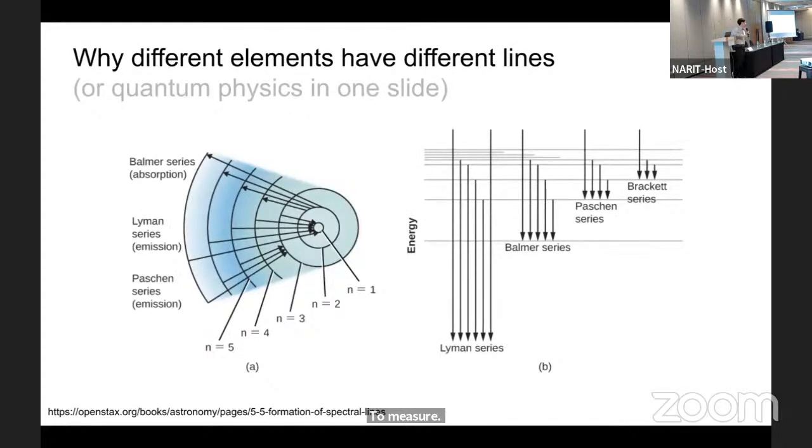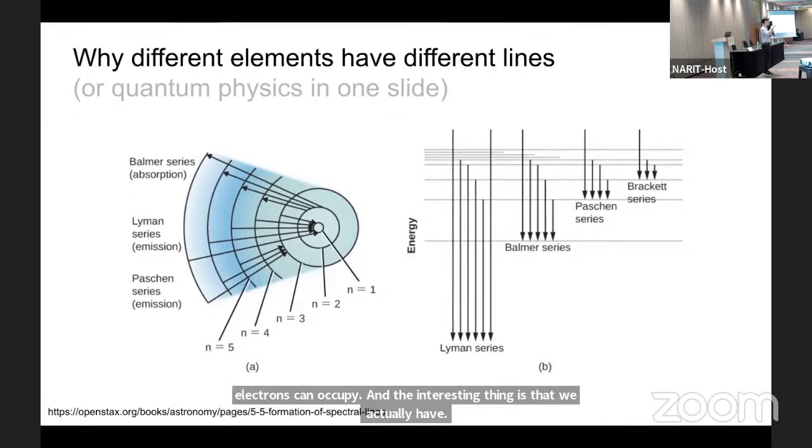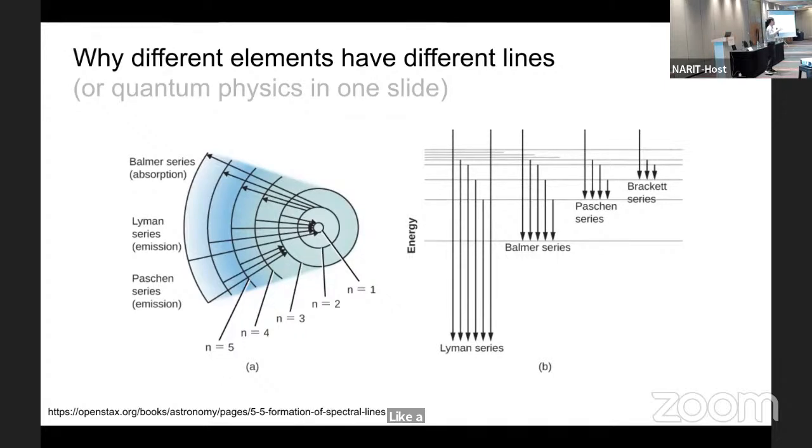And this is the reason why we have all these different lines. This is like a 2-minute introduction to quantum mechanics. We're not going to go into the details, but in brief, atoms have all these different permitted energy levels around them in which their electrons can occupy. The interesting thing is that we actually have an analytic quantum mechanics solution just for hydrogen. Everything else is too complicated, so all the lines and energy levels have to be computed. But for hydrogen, we have it nailed down because it's 1 proton, 1 electron.